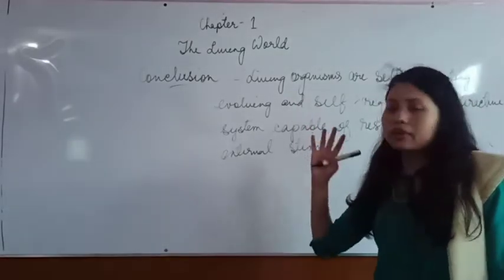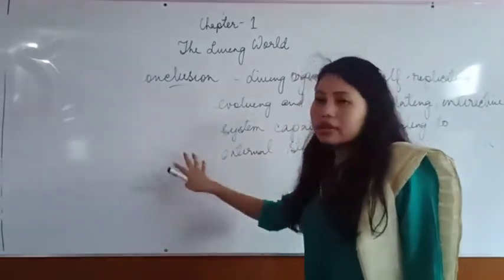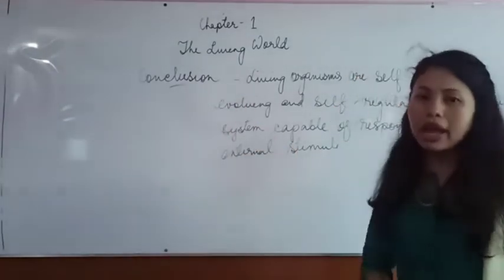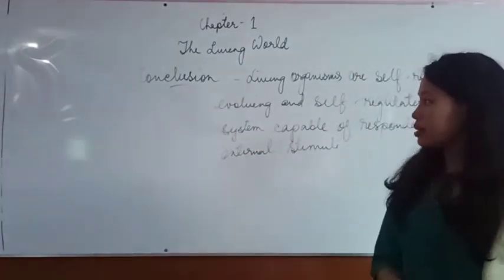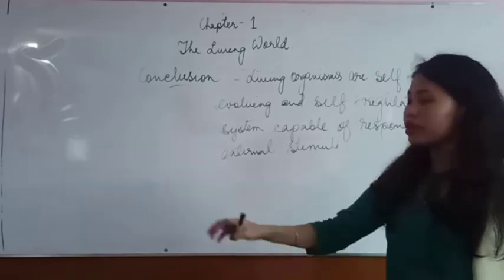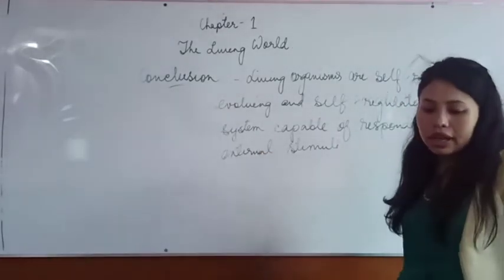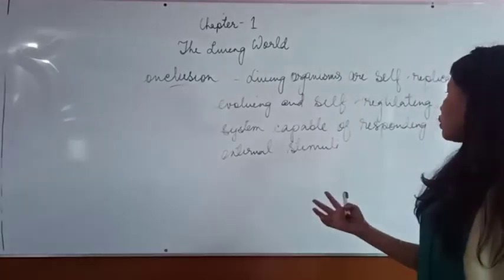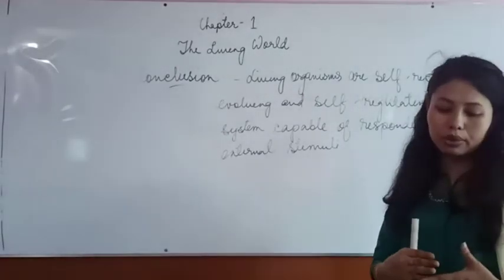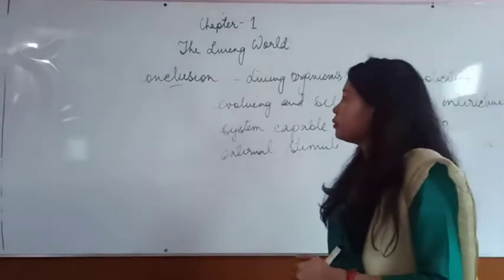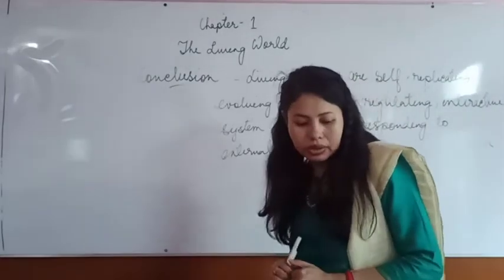So all those characters, the organism which possesses all those characters, comes under living, and this is about living organisms. Alright, so in conclusion, we can say living organisms are self-replicating, self-evolving, and self-regulating interactive systems capable of responding to external stimuli. Right?